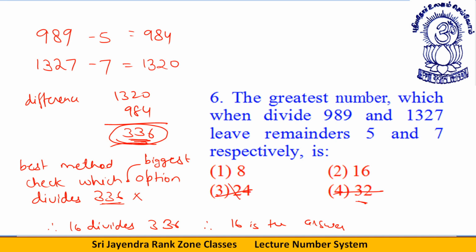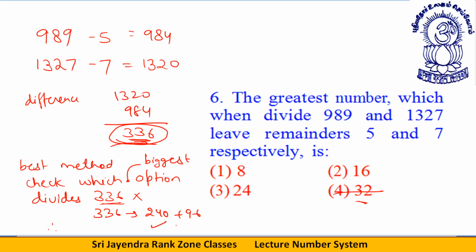Let me check if I did not make any mistake. I think I made some mistake while saying, sorry. I'm very sorry for this. 336 is actually 240 plus 96. Okay, this is divisible by 24. Therefore, 24 is the answer. Okay, dear students.